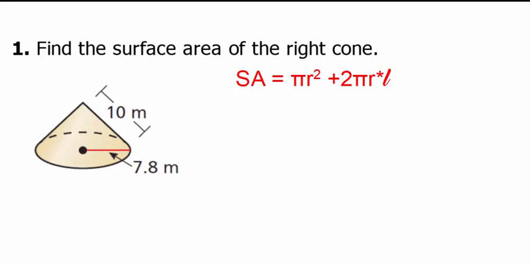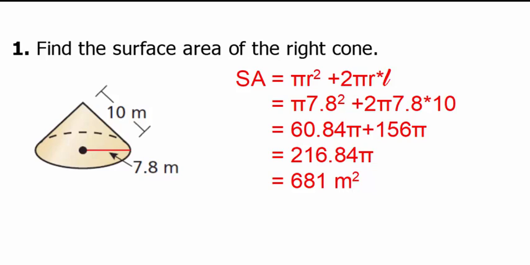Next problem, we have radius and slant height. We plug those in and number crunch, 681 meters squared. I tend to do the calculations in front of the pi because those ones I can kind of tell if I'm in the right ballpark, and I do as the last step multiplying by pi.